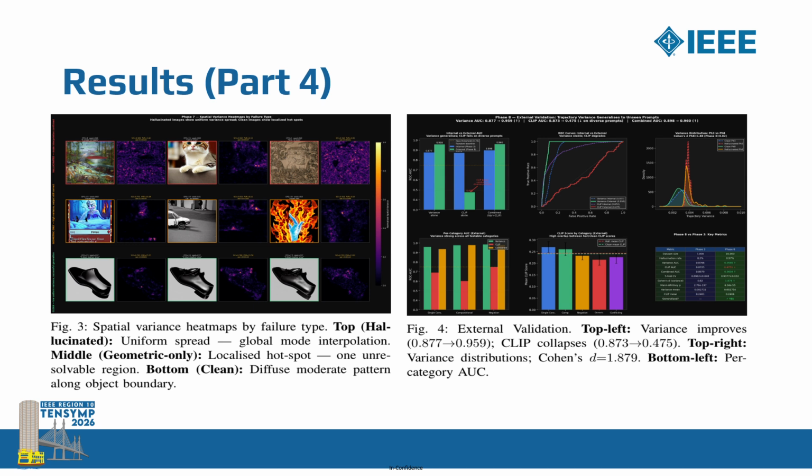On the right is our external validation. We took the exact threshold calibrated on our original 20 prompts and applied it, completely unchanged, to 200 brand new prompts that the model had never been tuned on. Trajectory variance AUC actually went up to 0.959. CLIP AUC on the same external data collapsed to 0.475, statistically indistinguishable from random chance. This is our strongest evidence that trajectory variance is a genuinely deployable, generalizing signal, while CLIP is not.